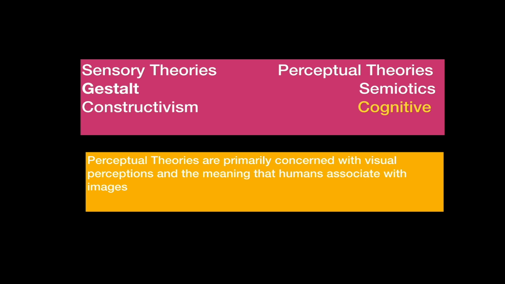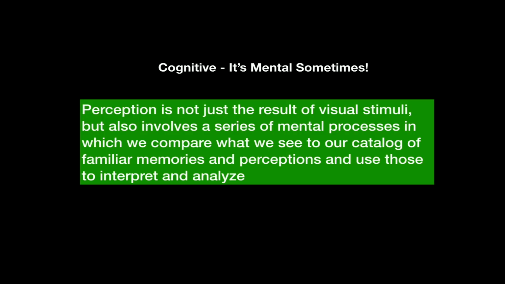This is a fun one, just like semiotics. This gets us thinking about this stuff. I like to say this is more mental. Perception's not just the result of visual stimulation, not just the result of what we see, but also involves our own mental processes. This involves things that we bring to the table. Right? We bring certain memories to any situation, and that's going to affect the way we see things. So that's what we're talking about here with cognitive.